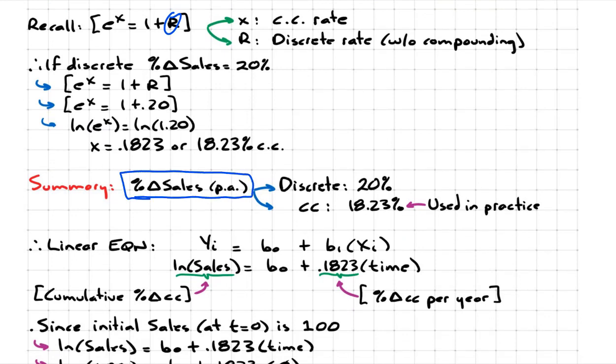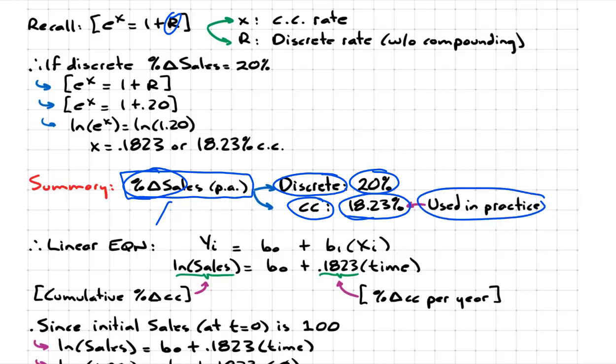So just to summarize what we did here, that percentage change in sales can be expressed in two different formats. So it's the same sales, but it's got two ways of presentation. Had we expressed that percentage change in sales in discrete format, it would have been 20%. But that same percentage change in sales expressed in continuously compounded format would be expressed as 18.23%. And as I indicate here, this is the one that's going to be used in practice, the continuous format.